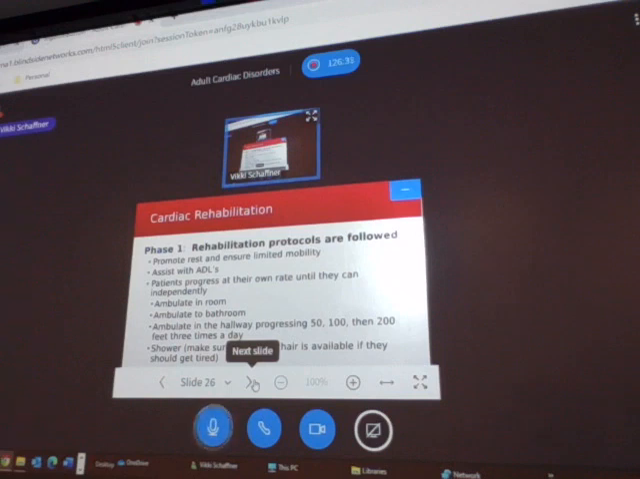And you can do that by offering a shower chair, because the heat from the water will vasodilate the person and they can get very, very weak. They can get very, very dizzy. So provide a shower chair for safety, but allow them privacy and independence of showering by themselves. So it's little things like that you can do to promote rehabilitation.